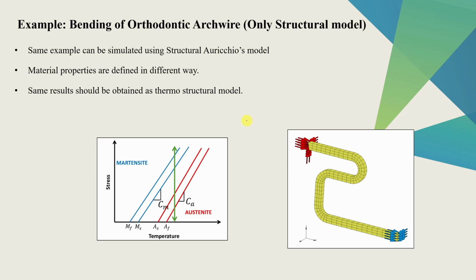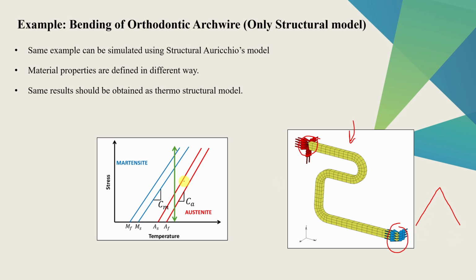Now let's solve an example using only this structural model. This is the same example we saw in part 2. There we solved it using the thermostructural model, but here we will use only the structural model. This is the orthodontic wire which is fixed at this end, and a displacement boundary condition will be applied at this end. We are going to displace it in the x direction. First we will increase the displacement linearly, and then again we will bring it back to its original position.